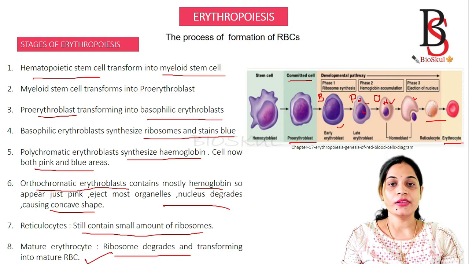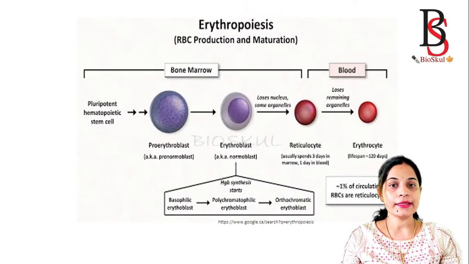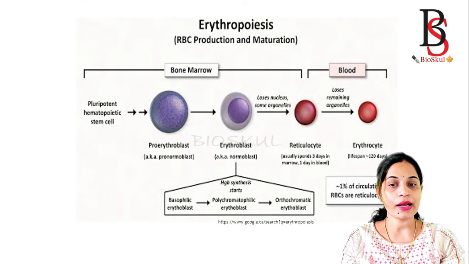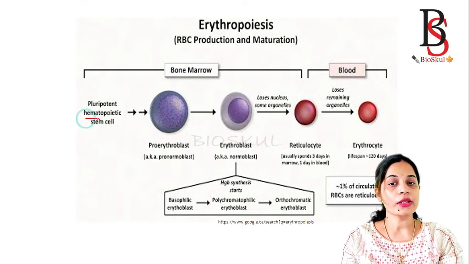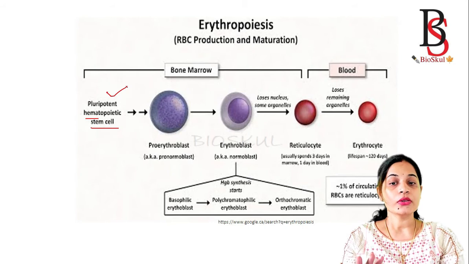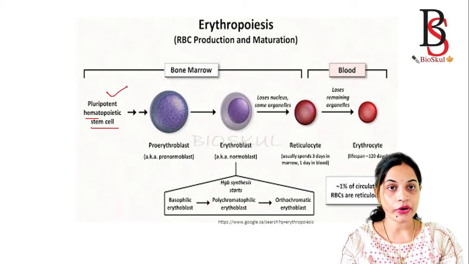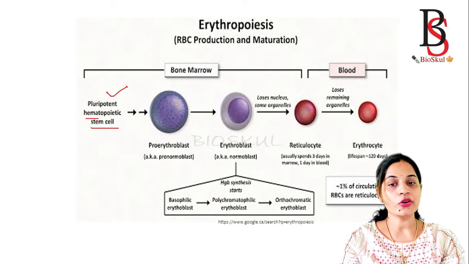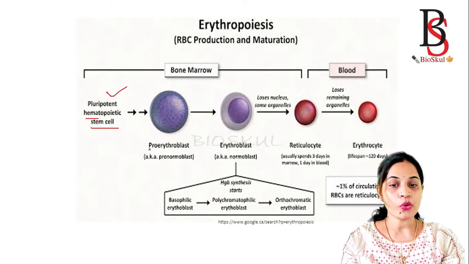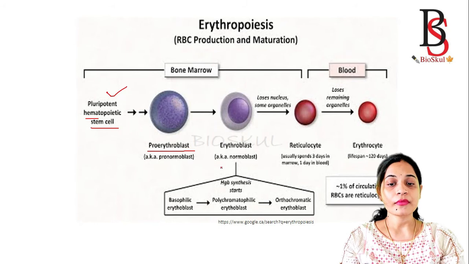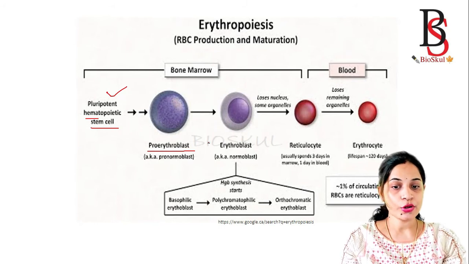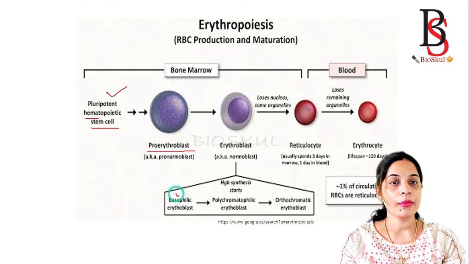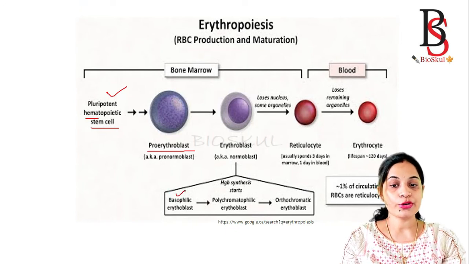Now we will see the process of erythropoiesis in detail. First, the hematopoietic stem cell, which is the pluripotent stem cell, is converted into the myeloid stem cell. Then the myeloid stem cell forms the proerythroblast. The proerythroblast is a committed cell, so it will form the erythrocyte. The proerythroblast is converted into the erythroblast; the first erythroblast is known as the basophilic erythroblast. The basophilic erythroblast is blue in color and synthesizes ribosomes.